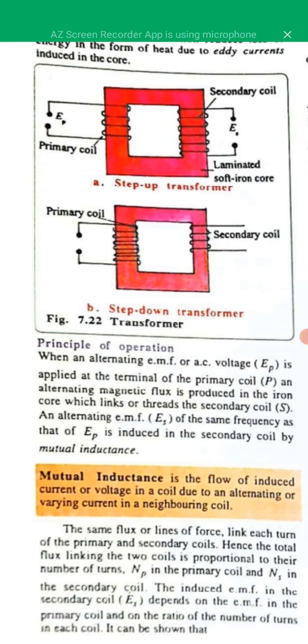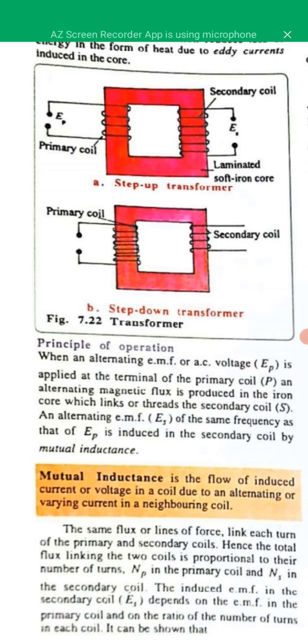Now, this process is called mutual induction, or mutual relationship between the primary coil and the secondary coil. So what is mutual inductance? It is defined as the flow of the induced current or the flow of the induced voltage from the primary coil to the secondary coil. The flow of induced alternating current or alternating voltage from the primary coil to the secondary coil.